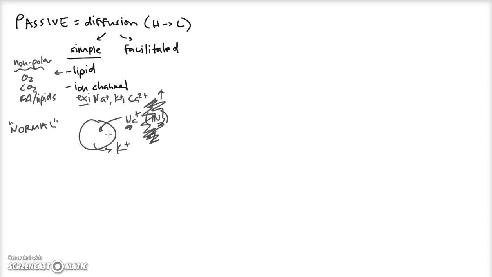It doesn't need any proteins, doesn't need anything. All it needs is a gradient. All it needs is the fact that there's more of this out here and less of it in here, or more of this in here and less of it out here. That's it. I'll get back to that in a second.